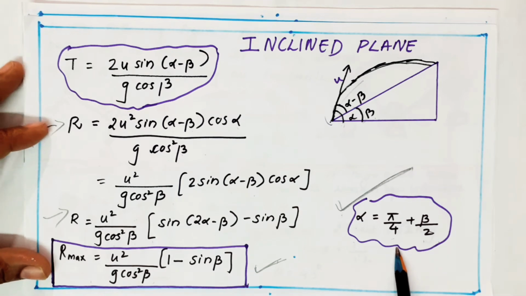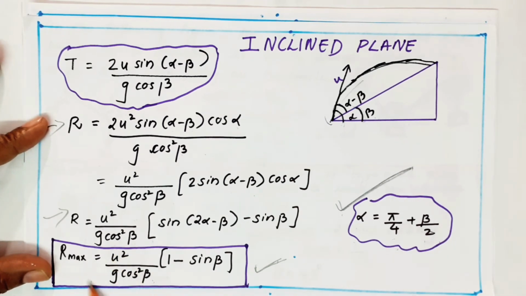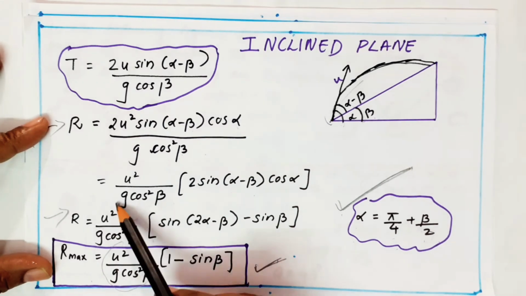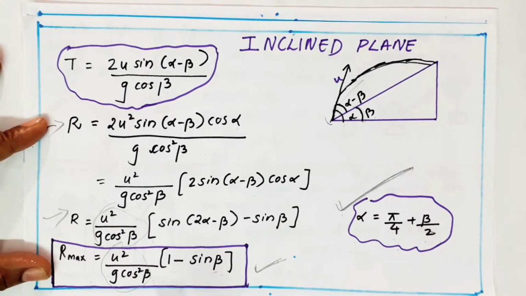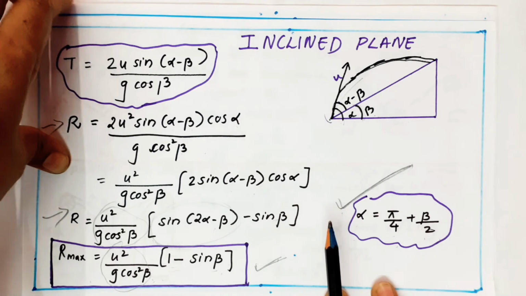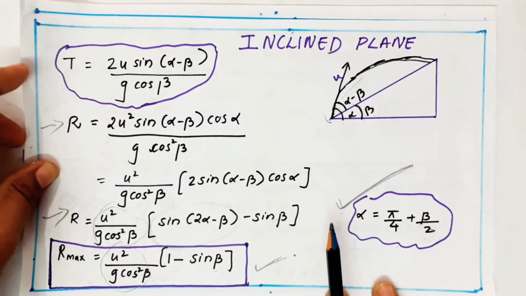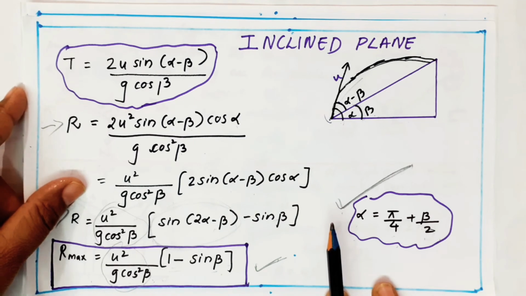What is the range maximum? u square by g cos square beta. You can make some similarity: I remember that this term is common in these two, then only the inside term changes. The inside term will be 1 minus sin beta. This term only we are equating and finding, so we can find that value like that. It will be easy. Next, range maximum, you got it right.